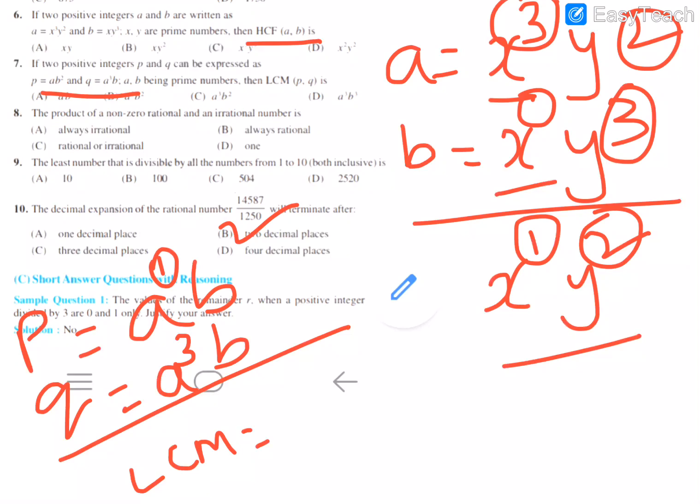This is 1, 1 and 3. Which is the highest one? 3. And B square, B power 1. Which is the highest one? 2. So A cube B square. So our answer is A cube B square. And here in this case answer is XY square.